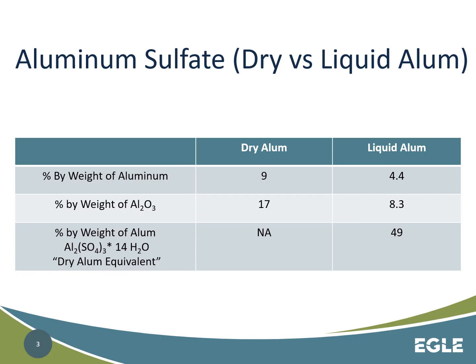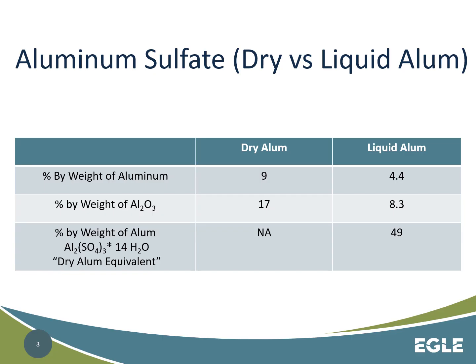49 pounds of that, because it's 49% of that, 49 pounds of that is as if you had dry alum, right? Meaning that it's this molecular formula, aluminum sulfate hydrated, right? And that allows you to then go through and calculate your dosage of aluminum ion, knowing this percentage.